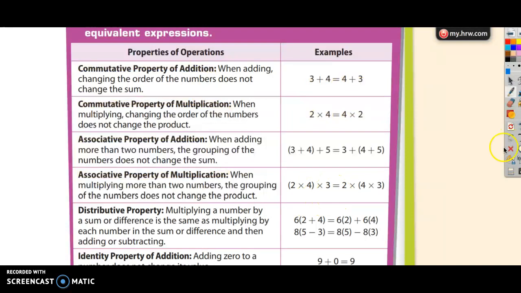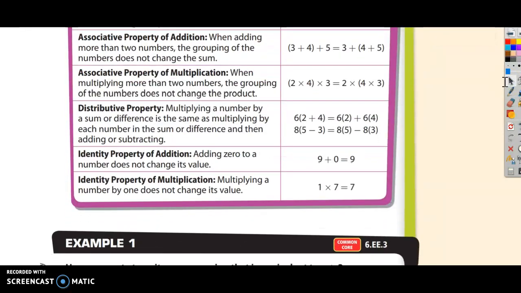All right, the distributive property is by far the most complicated one to explain, and I'm not going to do too much with that right now. Multiplying a number by a sum or a difference is the same as multiplying each number in the sum or difference and then adding or subtracting. So what that's saying here is, I'm going to cross this one off just for a minute. I'll come back to this one in a minute.